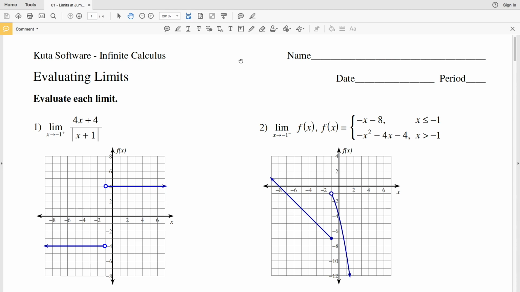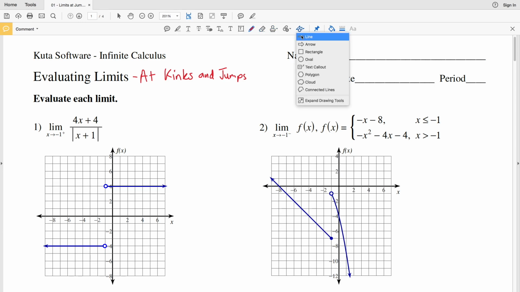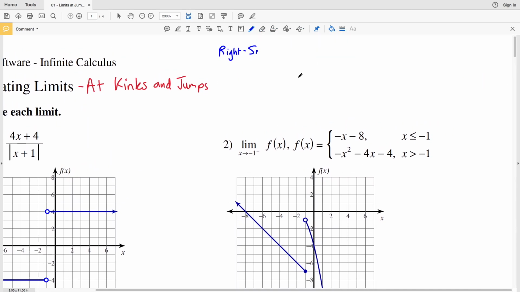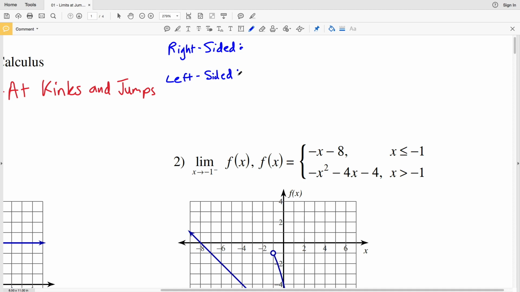In this video, we're going to complete the Kuta Software Infinite Calculus free worksheet on evaluating limits, and specifically evaluating limits at kinks and jumps. So we're going to be dealing with right-sided limits and left-sided limits. Right-sided limits are written as the limit of f of x as x approaches a from the right. So after the a, the superscript is positive.